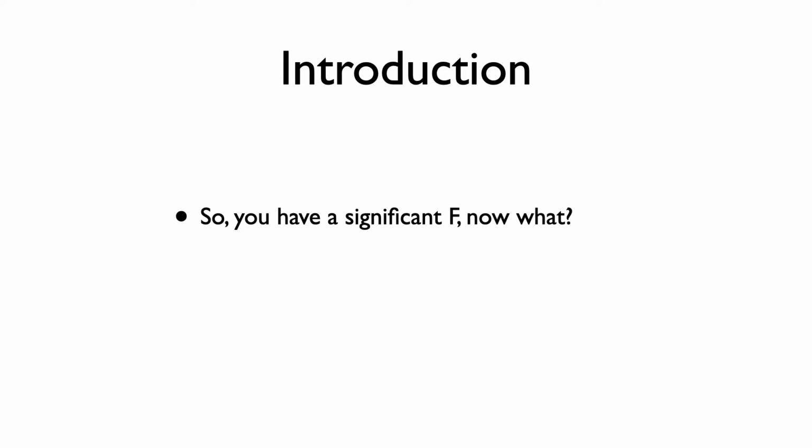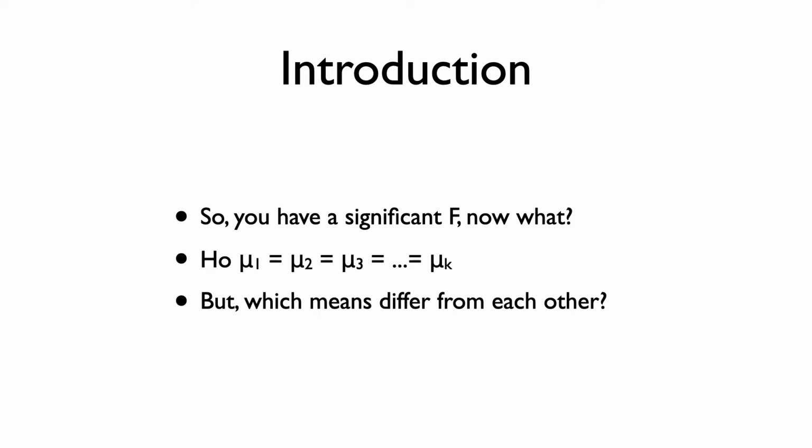So let's say you've got a significant F. Now what? There we go. Oh, I didn't reveal the slides. Literally what I was talking about. So the null hypothesis is that mu1 blah blah up to mu k, but it doesn't tell you which means differ from each other. It just tells you at least two are different, because the alternative to that is at least two are different, right?